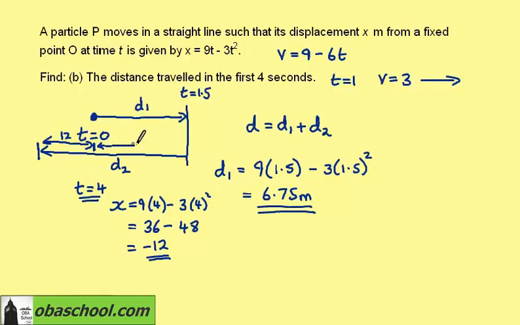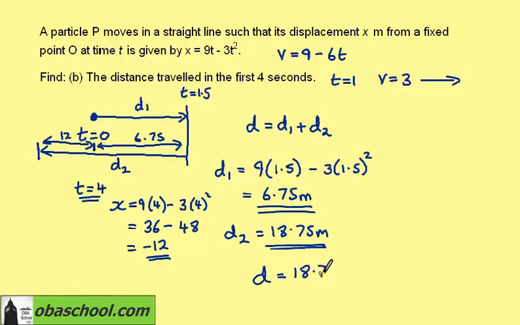We know that this distance is 6.75. Therefore, d2 is going to be 12 plus 6.75, which is 18.75 meters. The total distance travelled by the particle is 18.75 plus 6.75, which is 25.5 meters.